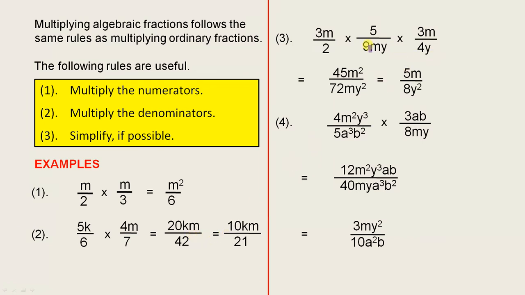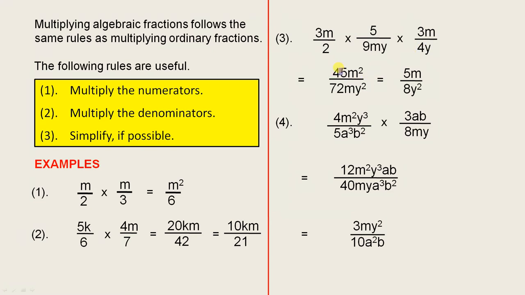Number 3, we're multiplying those three algebraic fractions. So if we multiply those three terms together, 3m times 5 is 15m, 15m times 3m is 45m squared. So that's the numerator. 2 times 9my is 18my, 18my by 4y is 72m y squared, because y times y is y squared.